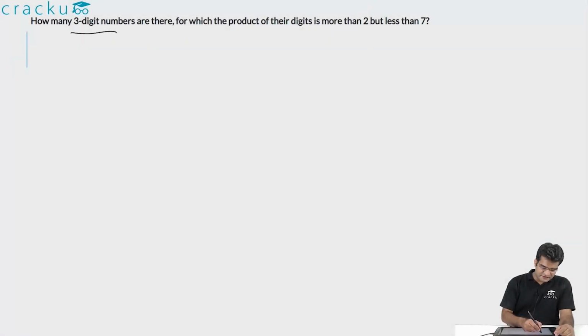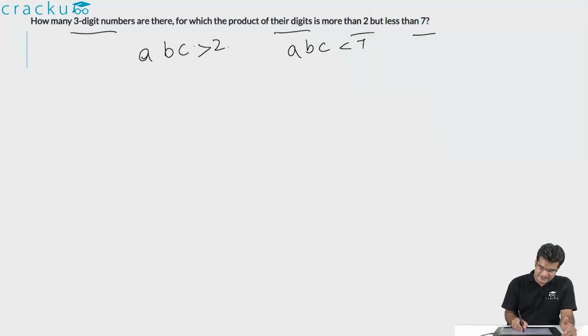In this question we are asked to find out how many 3-digit numbers there are such that the product of their digits is more than 2 and less than 7. Let us assume that a 3-digit number abc satisfies this condition. So the product of its digits, a into b into c, is greater than 2 and a into b into c is less than 7.